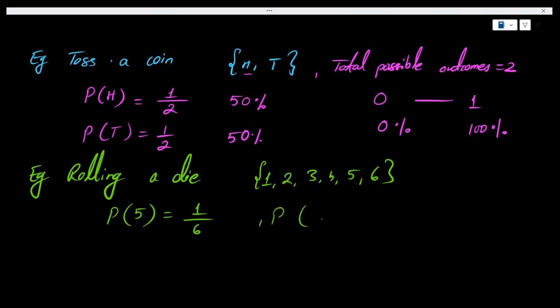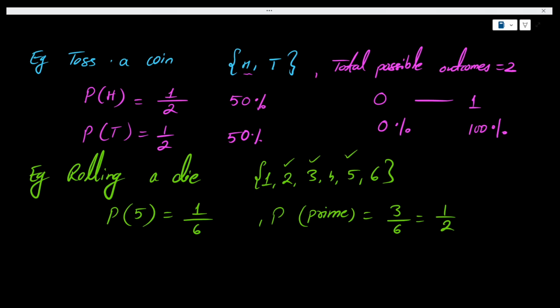What is the probability of getting a prime number? Out of 6 numbers, 2, 3 and 5 are the prime numbers, which is 3 out of 6. And if you are writing in fractional form, it must be written in the simplest form, so that is going to be half.